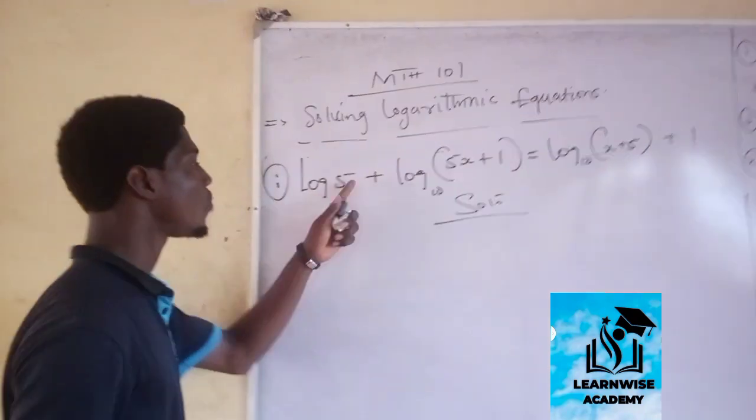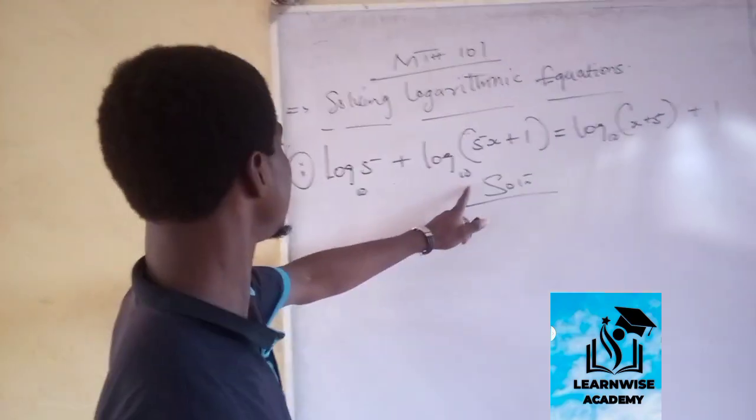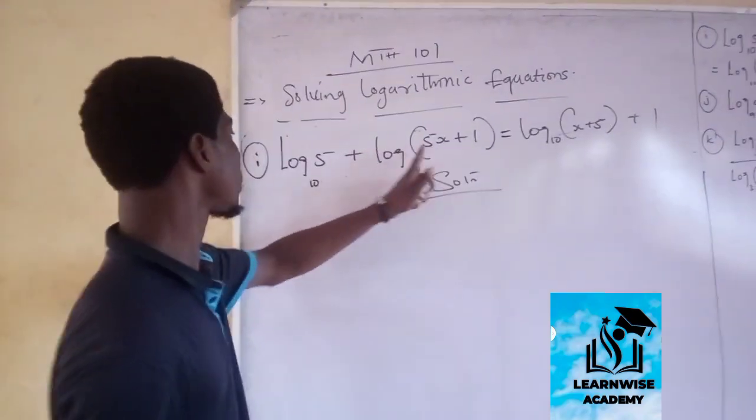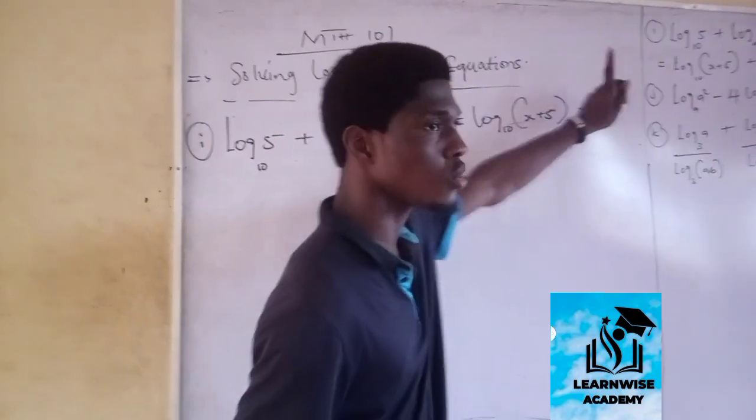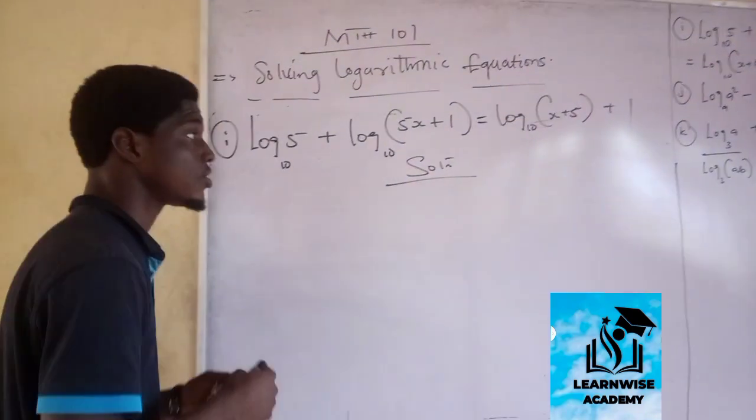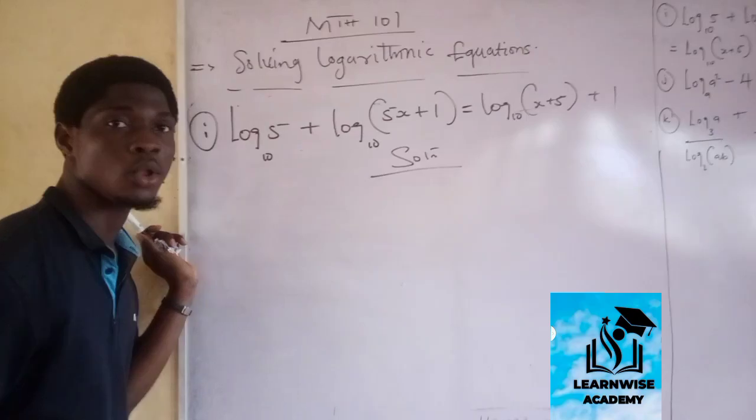The question says: log base 10 of (5x + 1) = log base 10 of (x + 5) + 1. So this is the question. How do we resolve this now? First of all, check the laws of logarithm.